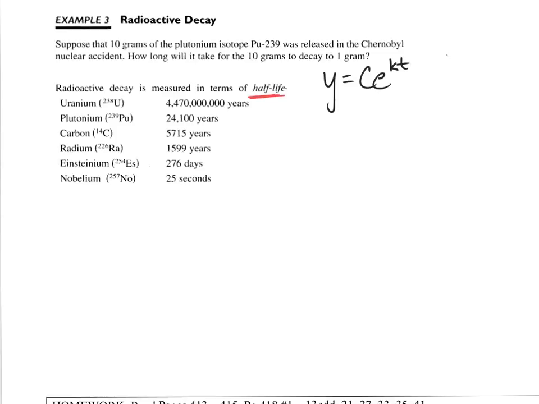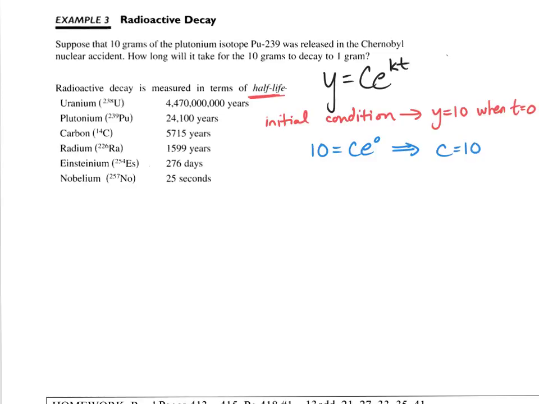Our initial condition is what? Your 10 grams will release. So y is going to equal 10 when t is 0, right? So if I plug that in, I have 10 is equal to ce to the 0, which gets us to the point that c is equal to 10.